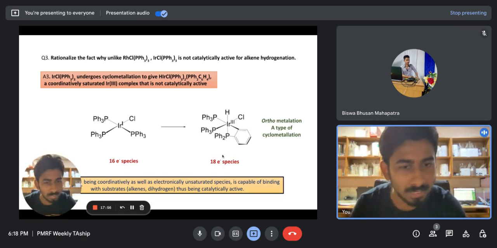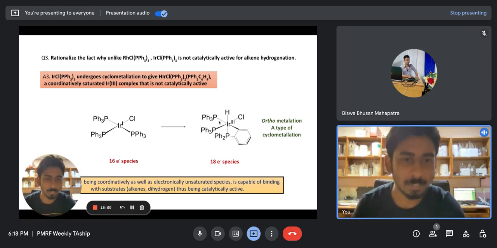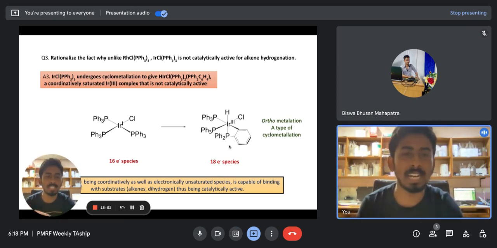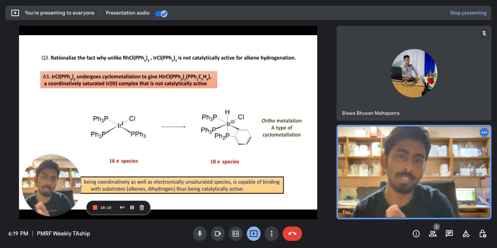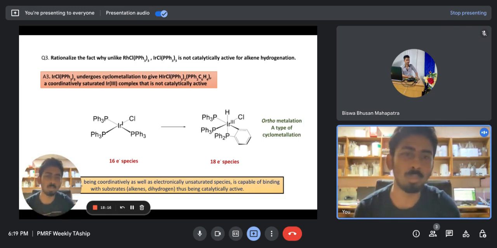Now you can see it is an 18 electron compound, so it is electronically saturated. It is also coordinatively saturated. That's why it cannot perform any catalysis. That's why it is dumb or inactive towards the catalytic cycle. That's why Wilkinson's catalyst, this rhodium compound, is well known, but such an iridium congener is not known for catalytic hydrogenation of alkenes.